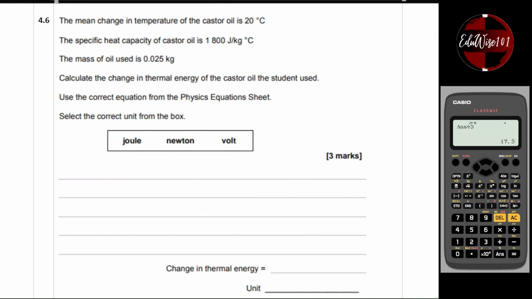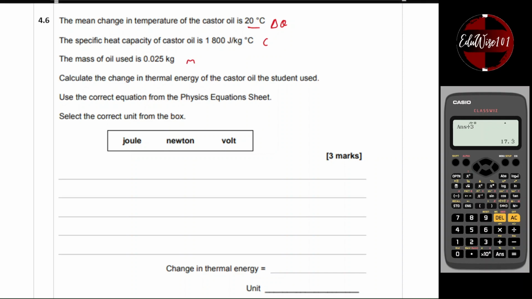4.6. The mean change in temperature of the castor oil is 20 degrees. So that's the change in temperature. The specific heat capacity is 1800 joules per kilogram degree Celsius. So that's the specific heat capacity. The mass of the oil is 0.025 kilogram. Calculate the change in thermal energy of the castor oil the student used.